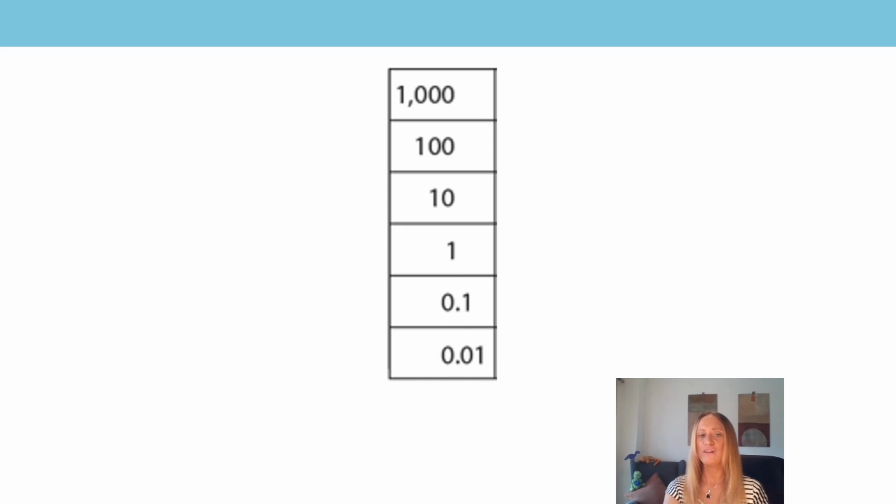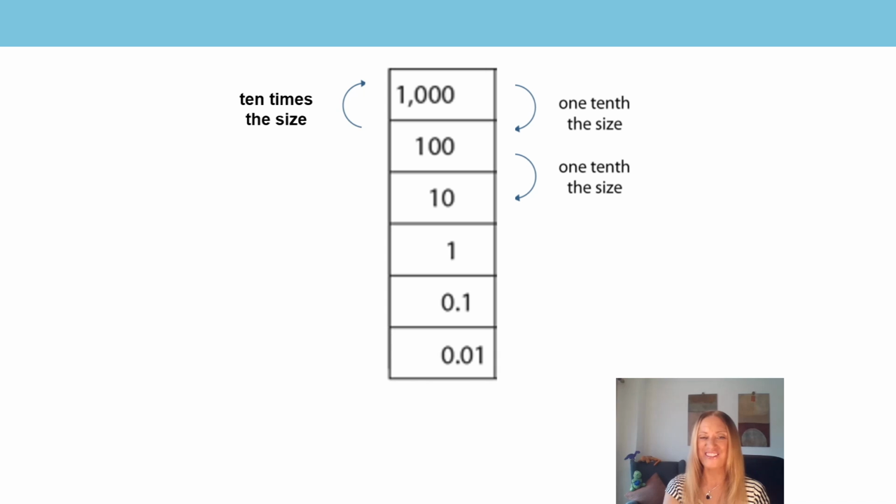So if we start again with 1000 and 100, we said, didn't we, that 1000 is 10 times the size of 100. So therefore 100 is 1/10 the size of 1000. And so 1000 is 10 times the size of 100. Fantastic. Can you tell me what this arrow shows? It shows that 10 is 1/10 the size of 100. What about this arrow? It shows that 100 is 10 times the size of 10.